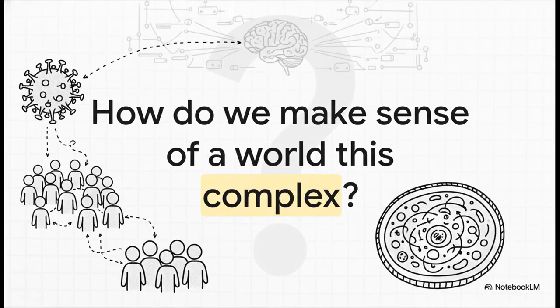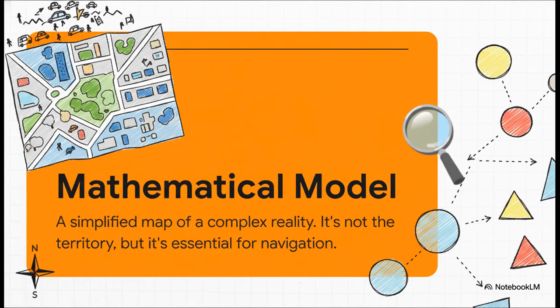I mean, just stop and think about it for a second. A pandemic is driven by billions of tiny individual human interactions. A living cell is a dizzying, beautiful mess of chemical reactions. And AI learns from patterns so subtle that no human could ever spot them. How on earth do you even begin to get a handle on any of that? The complexity is just mind-boggling, right? Well, the answer is the mathematical model.